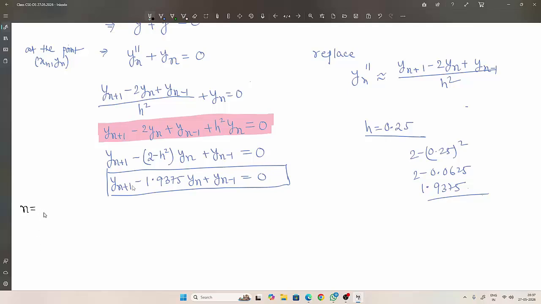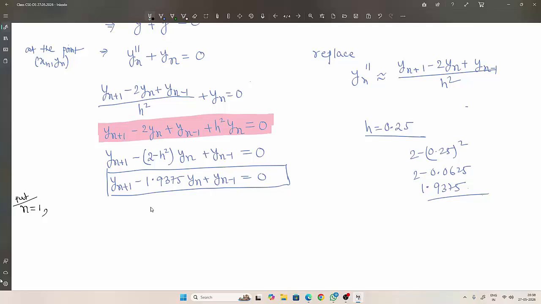Like, n, you will start from 0. Can we start with 0? If we put 0, then the first value will be 1, the second value will be 0, but the third value will be minus 1, 0 minus 1. So we can't take it because we don't have the y minus 1 value. So that means we can't start with 0. The first value we can put will be n equal to 1.